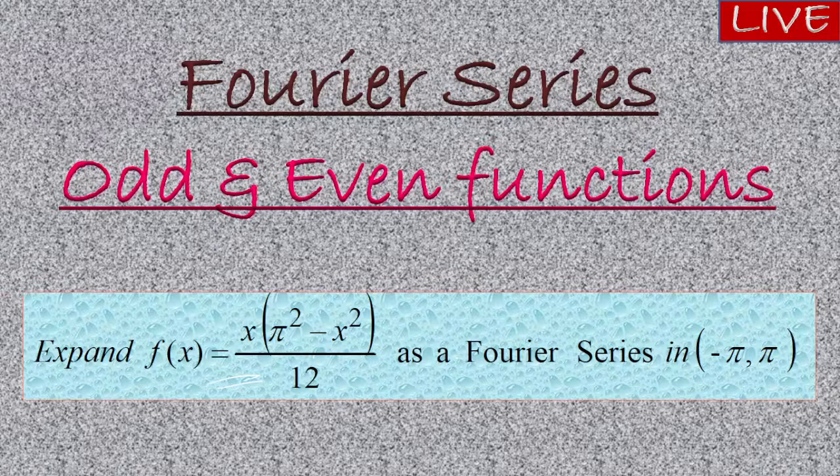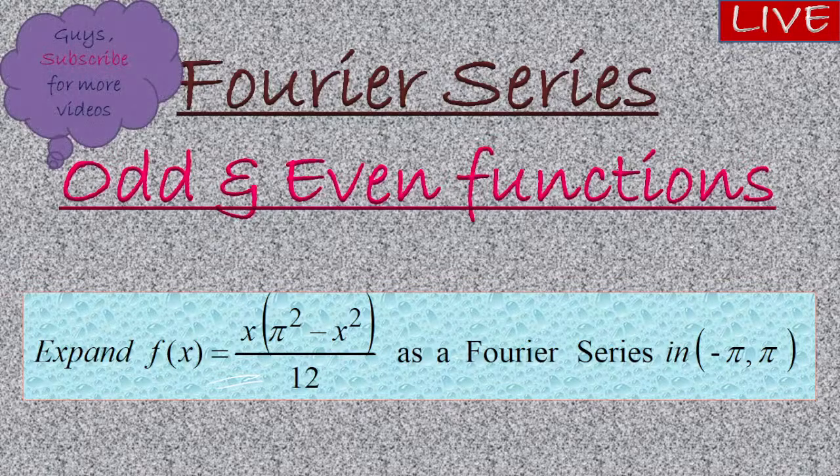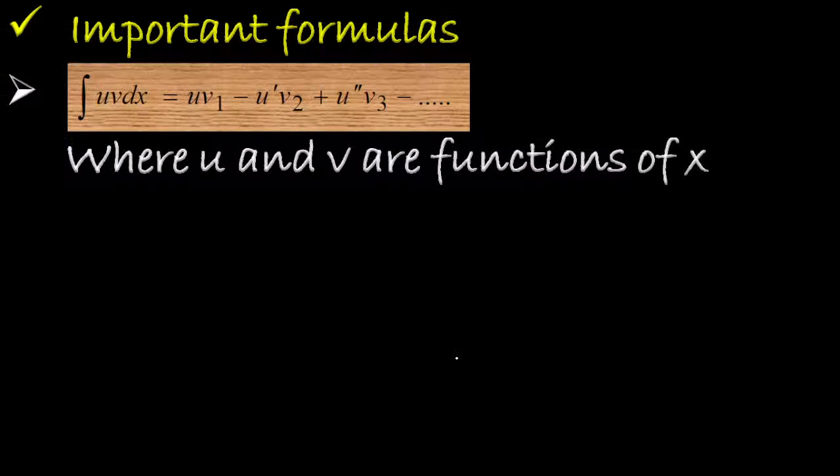So here we have to find the Fourier series representation of the given function f of x in an open interval minus pi comma pi. Before I enter into the problem, let us have a short look over the formulas that we are going to use in the given problem. First, a very important one is Bernoulli's formula.